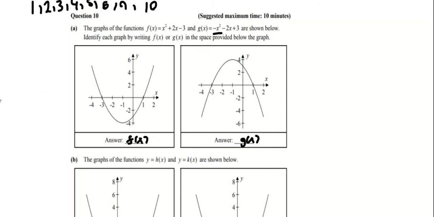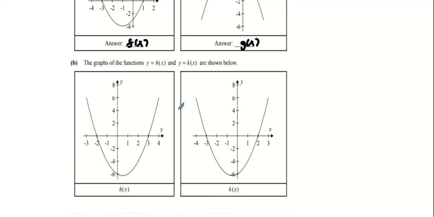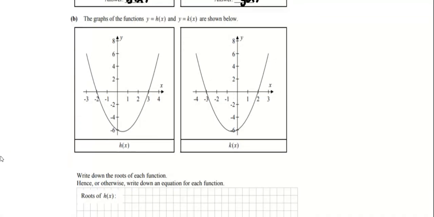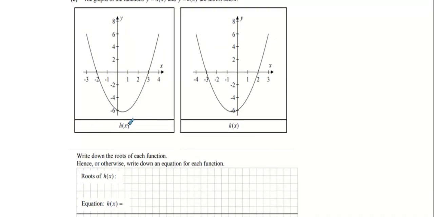Okay. Next thing, we see two functions here. Both are u-shaped. And what we're going to be asked is write down the roots of each function. So the roots of h of x is where it crosses the x-axis. So we have x equals minus 2 and x equals 3. Now to find the equation, we go back a step, so move the 2 over the other side. So you'd get x plus 2 equals 0 and x minus 3 equals 0.